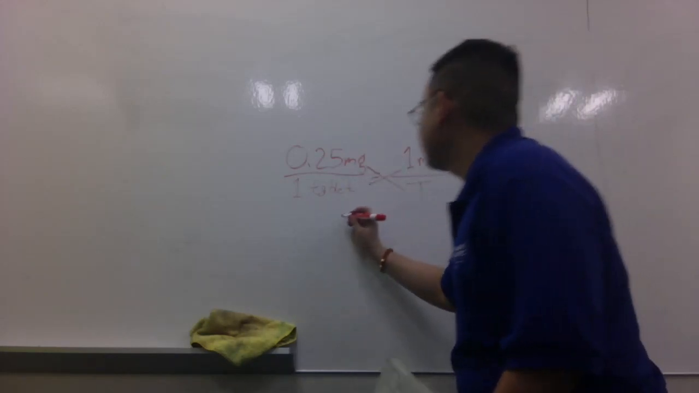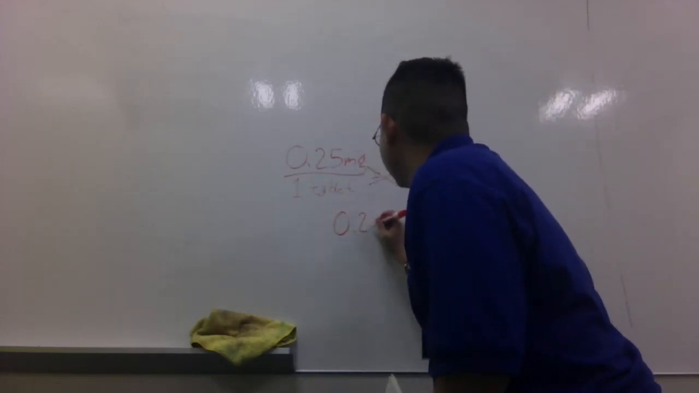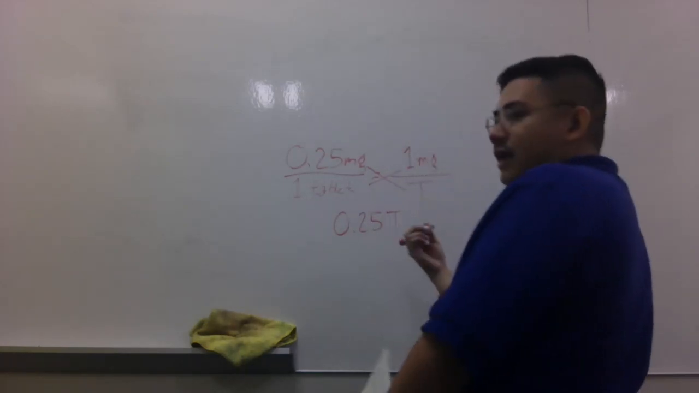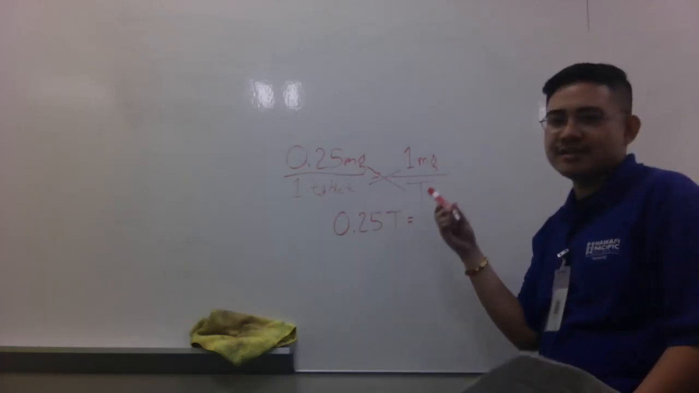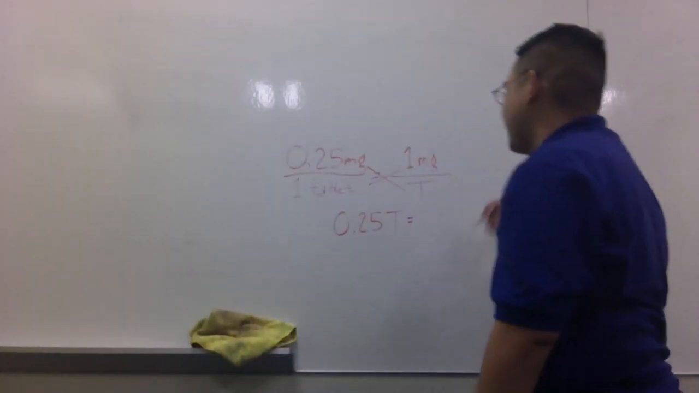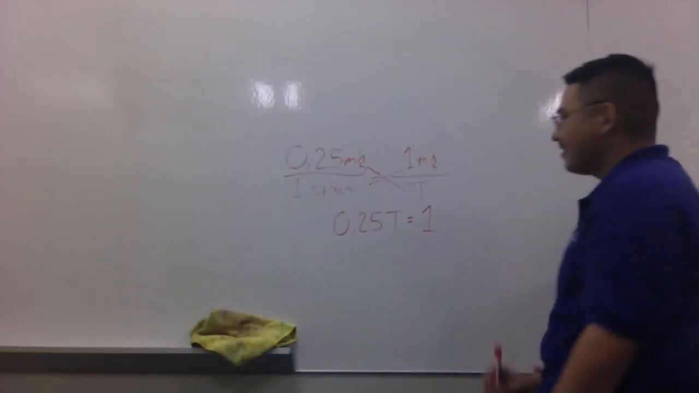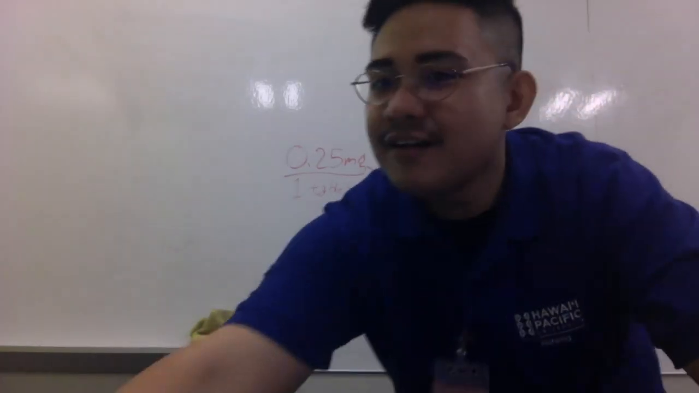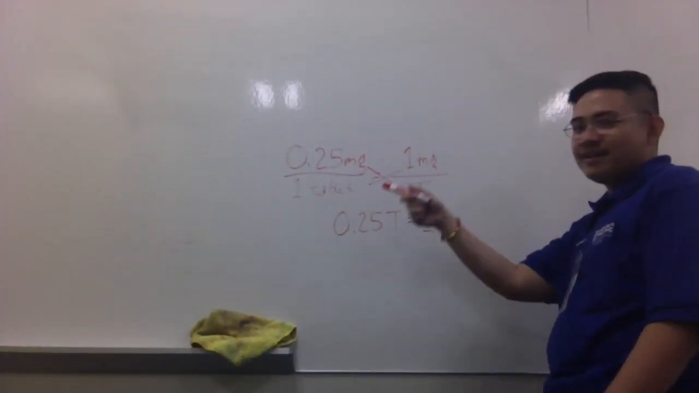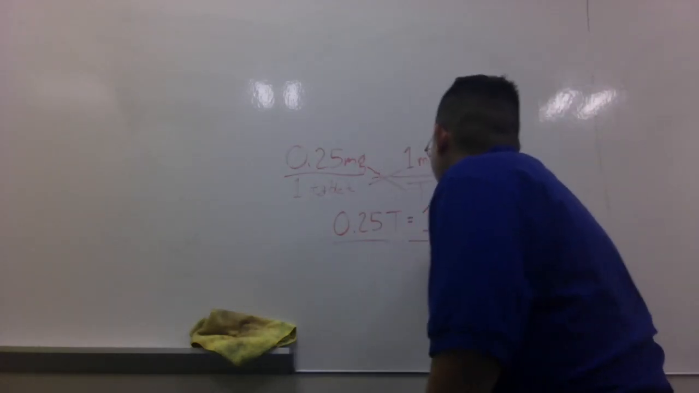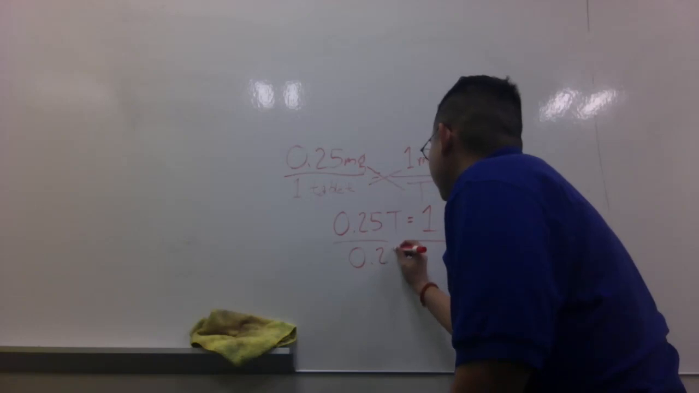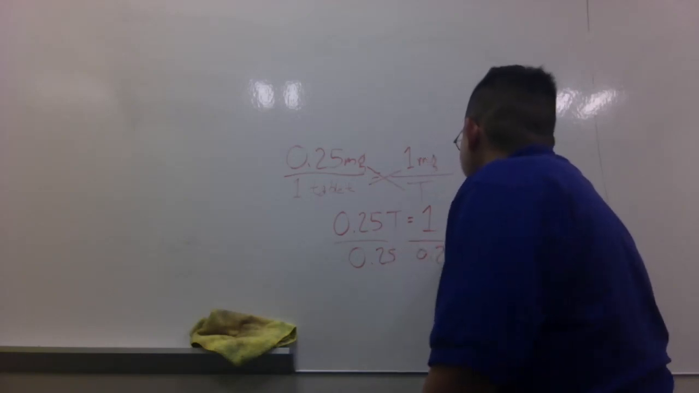So 0.25 t or x, whatever floats your boat. And 1 times 1. Any number times 1 equals itself. Remember that. Okay, so 1 times 1 is like 1 multiplying itself. There we go, 1. So how many tablets is that? So we just divide both sides by 0.25.